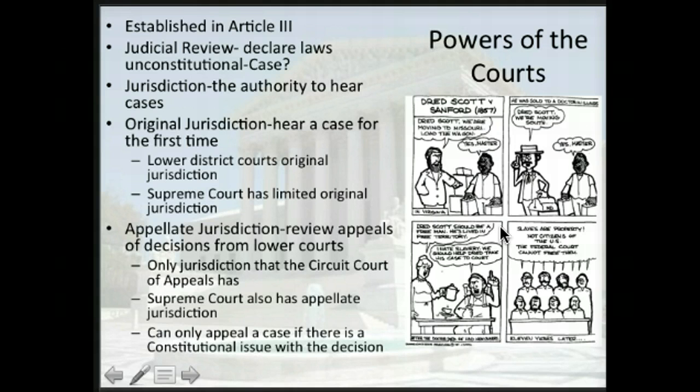You can only appeal your case in the United States through the federal court system if you think there's a constitutional question or issue with the decision that was made regarding your case. You can't just be dissatisfied with your guilty verdict. You have to prove that there was something wrong or something unfair about the way that your case was handled.